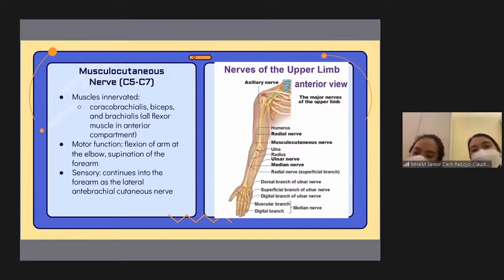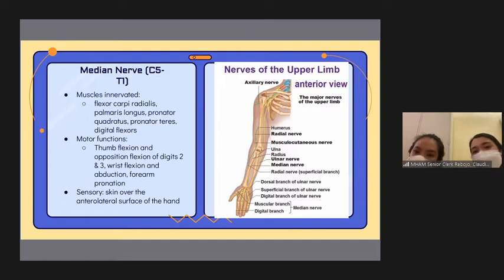So to correlate it clinically, injury of the nerve results in weakness of supination and flexion of the forearm, since the biceps and brachialis are affected, and loss of sensation on the lateral side of your forearm.